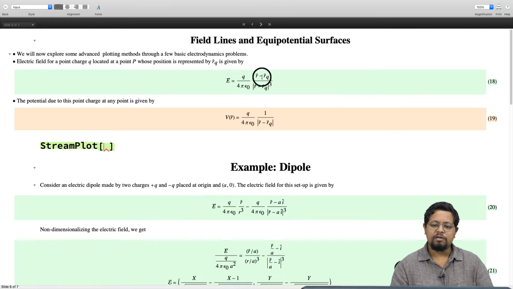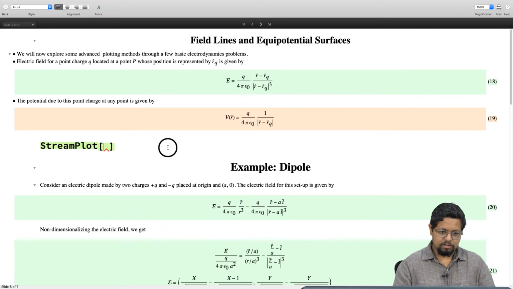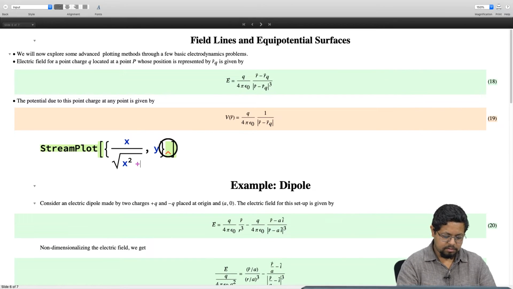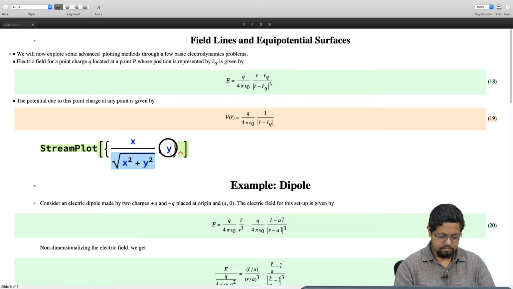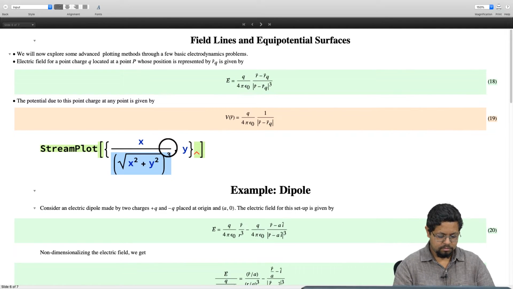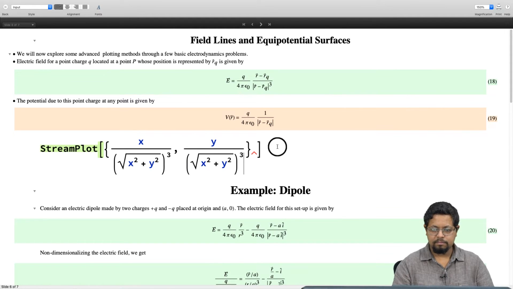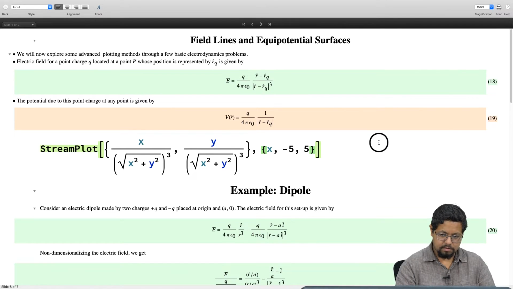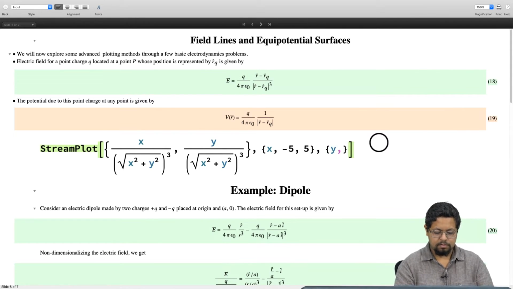Let's take the charged particle to be placed at the origin. So then we have vector r divided by r cube, which is simply x and y, we'll do this in 2 dimensions, divided by x square plus y square whole cubed, and similarly for y. Let's set the range for x from minus 5 to 5 and set the range for y from minus 5 to 5.